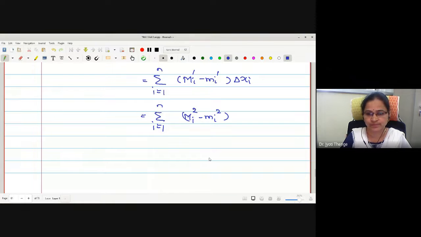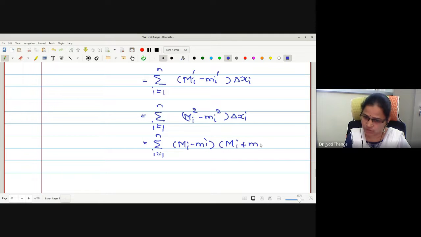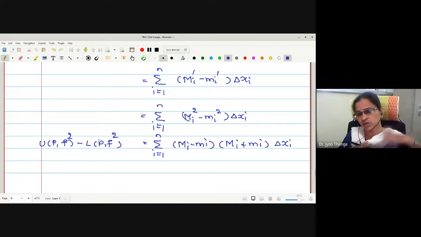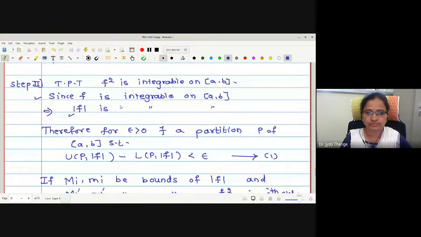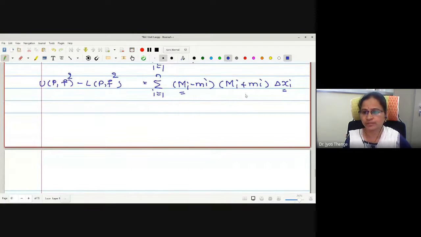Okay. Now can I separate this relation as (capital Mi minus small mi)(capital Mi plus small mi) into delta xi, left hand side as it is, UP of f square minus LP of f square. Now here we can easily check. This gives us (Mi minus mi) into delta xi will give us UP of mod f minus LP of mod f. Correct? But we have to adjust this term.